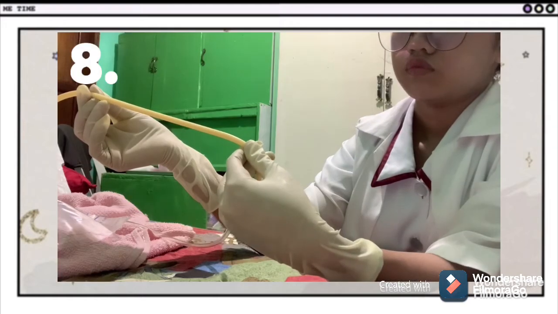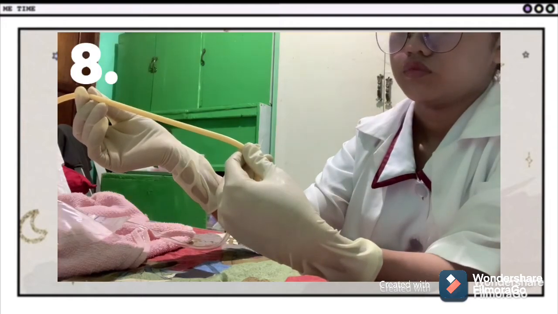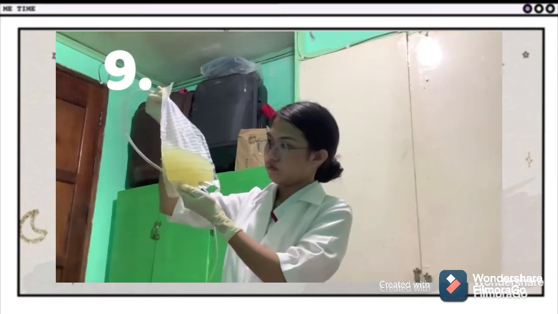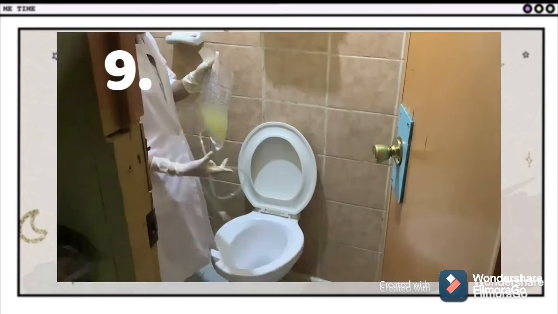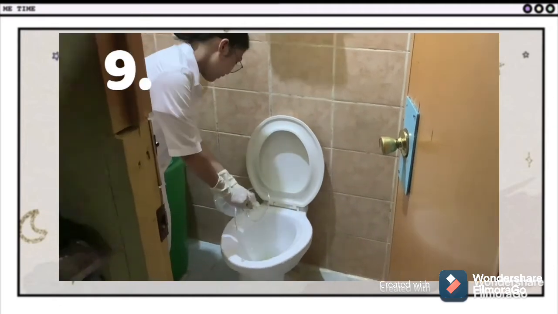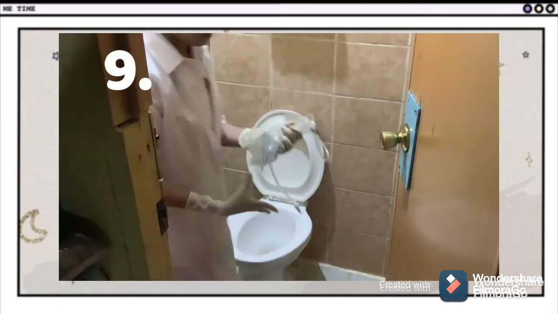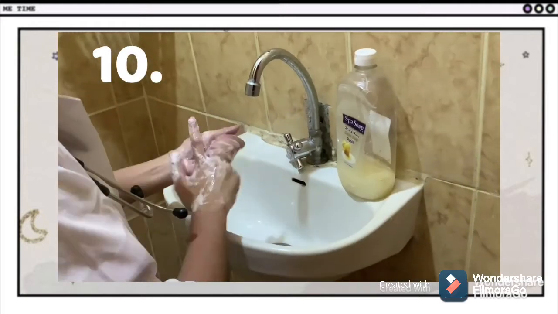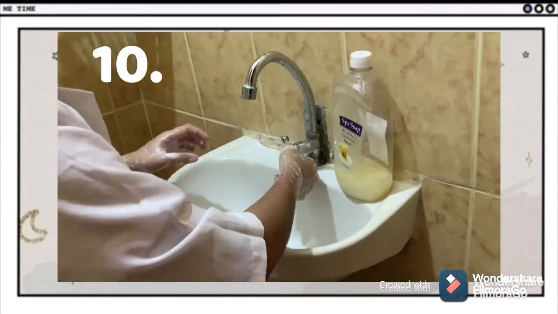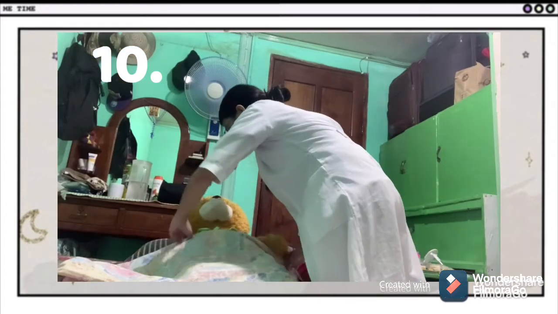Inspect the catheter to make certain it is intact, and if not, notify the physician immediately. Measure the output in the drainage bag. Record the output on the I and O sheet. Empty the urine into the toilet bowl and dispose the urine bag. Remove gloves, wash hands to prevent spread of microorganisms, and make client comfortable.